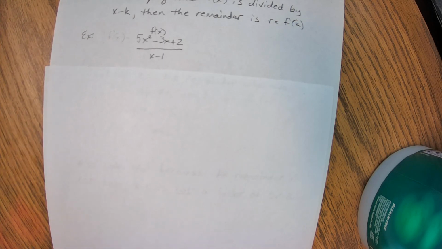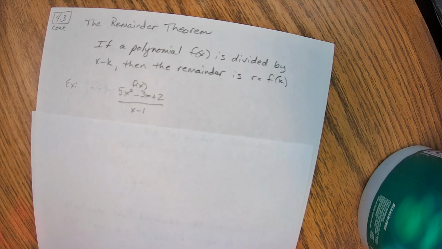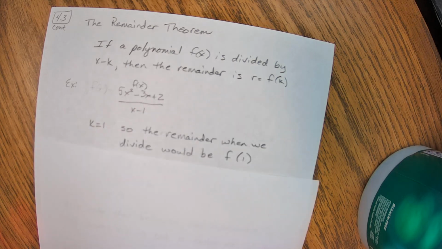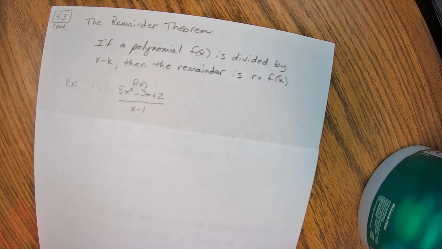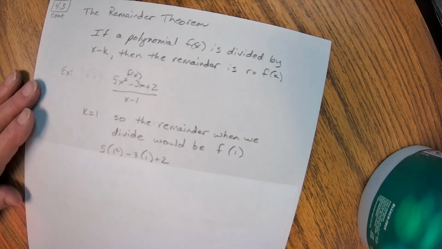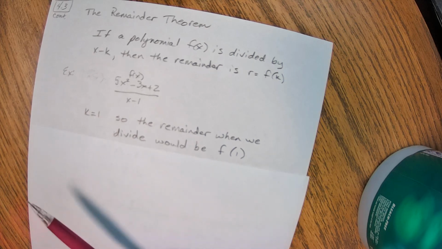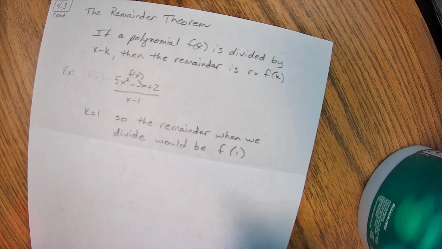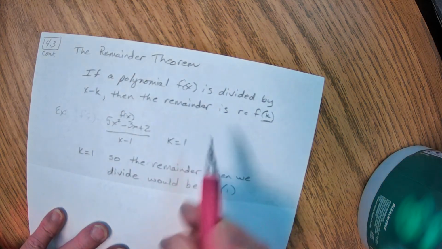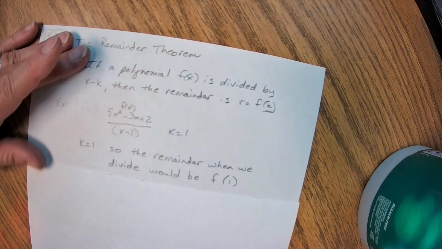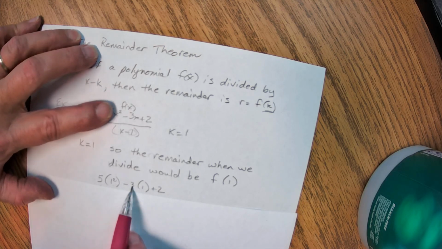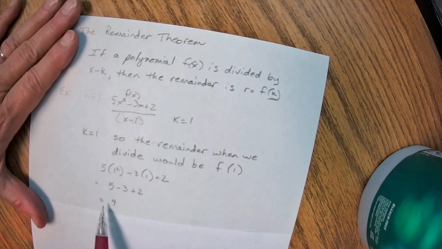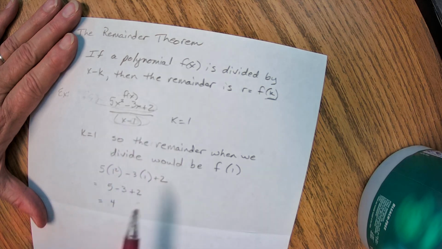So we'll just jump. You can go ahead and write that down if you want to. We're going to jump right into an example. So let's say we're taking 5x squared minus 3x plus 2, and I'm going to divide it by x minus 1. Okay, so according to the remainder theorem, when we divide this by this, my remainder is going to be whatever this is evaluated at k. But in this case, remember, k is 1. So I'm going to take that function, 5 times 1 squared minus 3 times 1 plus 2, is 5 minus 3 plus 2, which is 2 plus 2 is 4. So the remainder, when I take this function and divide it by that, is 4.